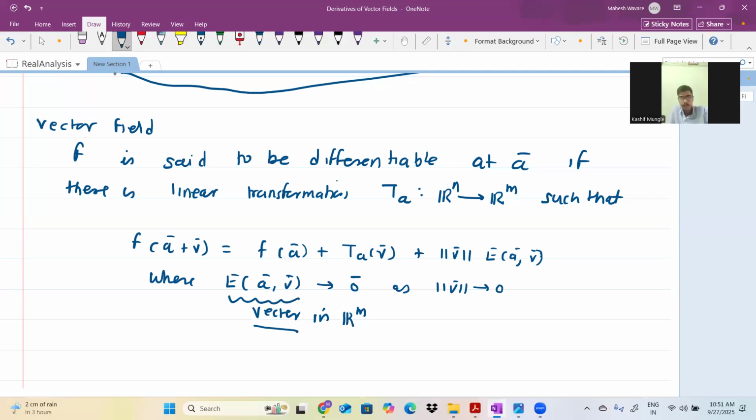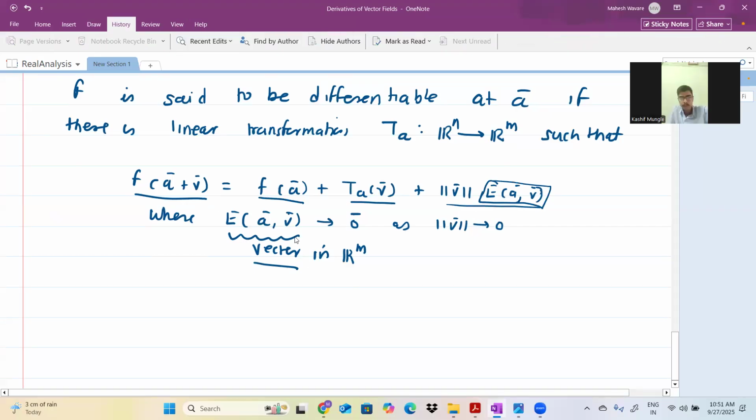And since V is a vector but the norm is a scalar, E vector is multiplied by a scalar. Logically you can think this quantity is a vector from Rm. This TA is a linear transformation from Rn to Rm, so this is a vector. So how could it be a scalar? You cannot add a vector to a scalar. So this quantity must be a vector in Rm, and so we can add these three quantities. In that way, you can think.